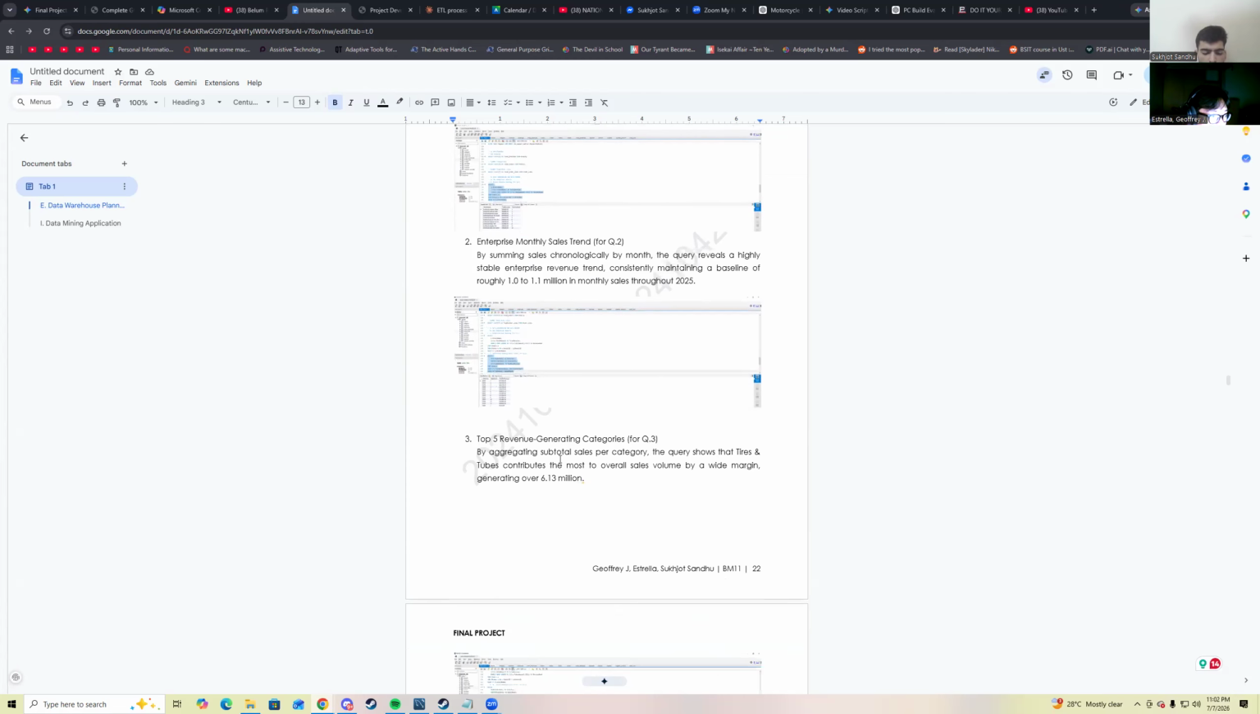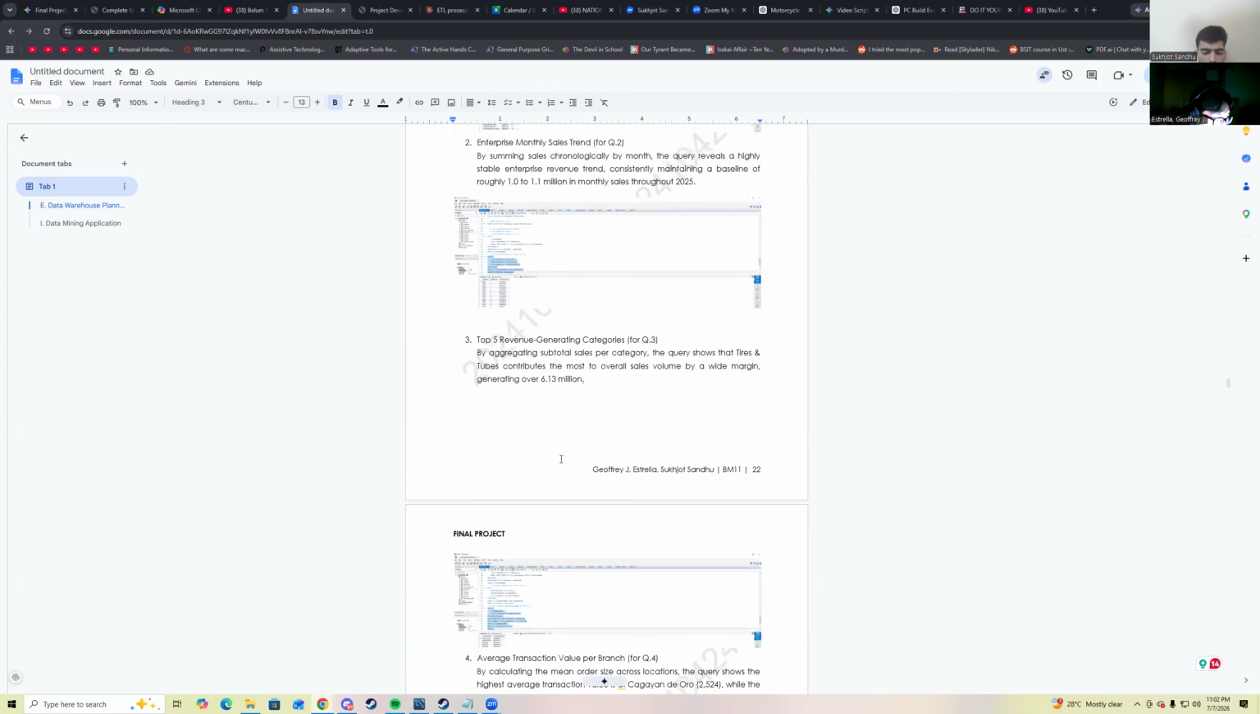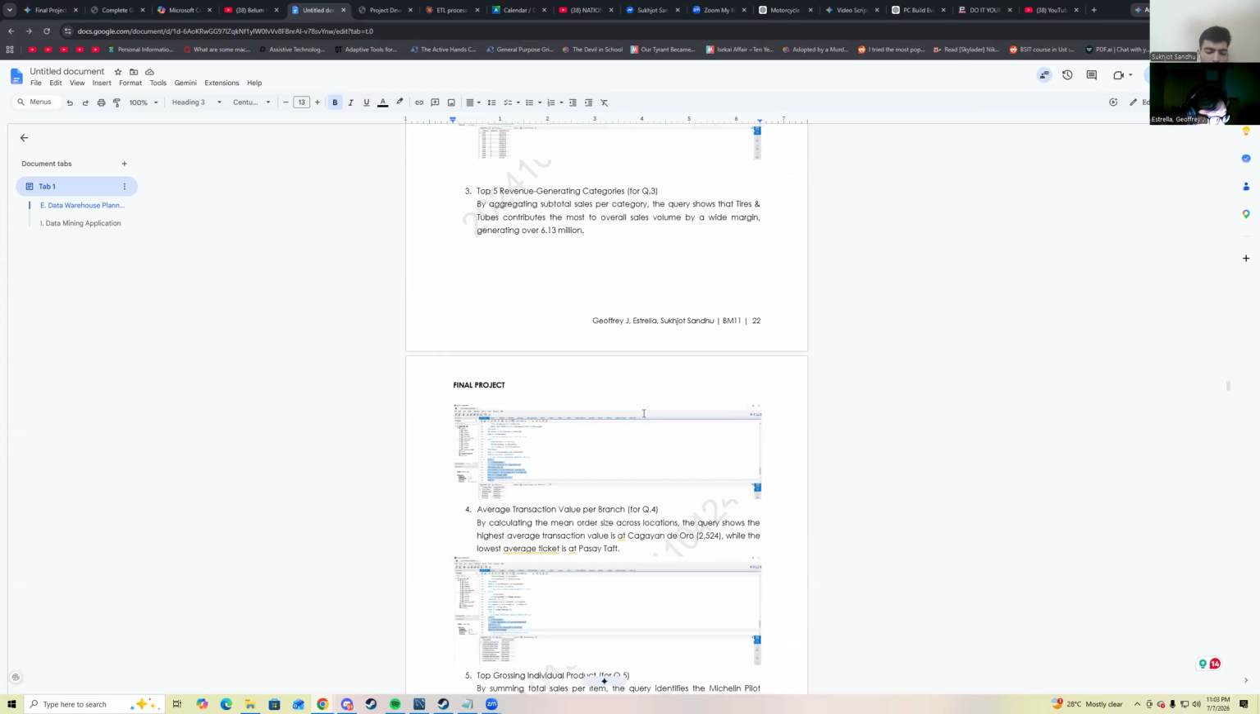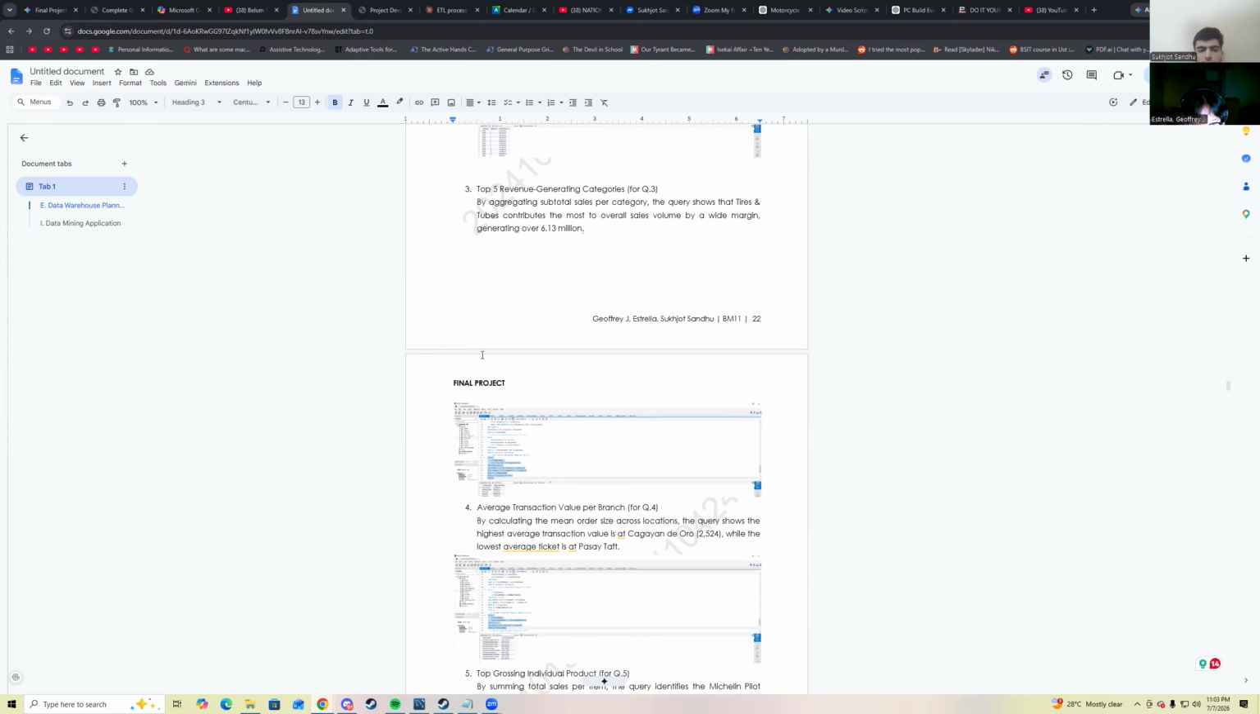our tires and tubes that dominate our sales by a massive margin, hitting a 6.13 million, with the Mission Pilot Sports 5 being our single highest grossing product. Interestingly, while Fairview has the highest total volume, the Cagayan de Oro branch actually has the highest average transaction value at over 2,500.